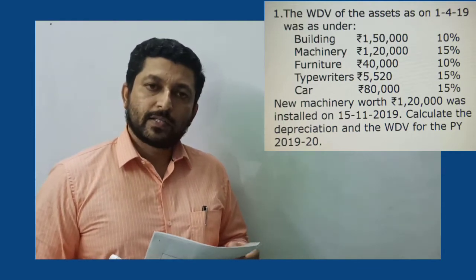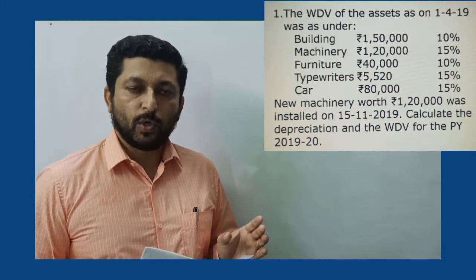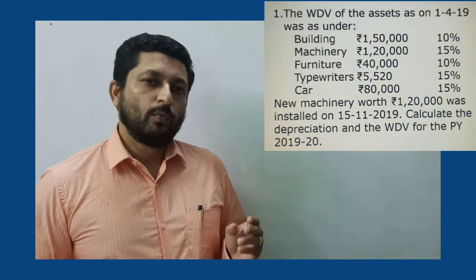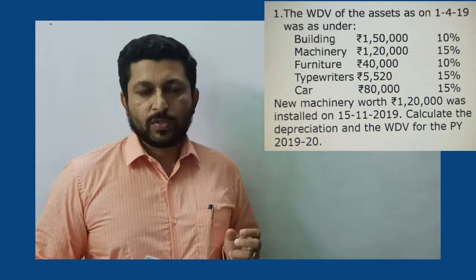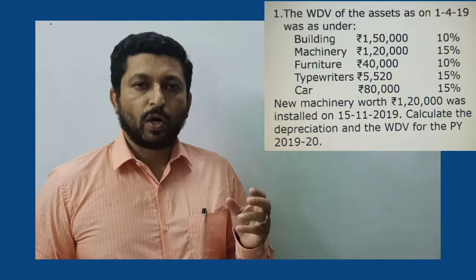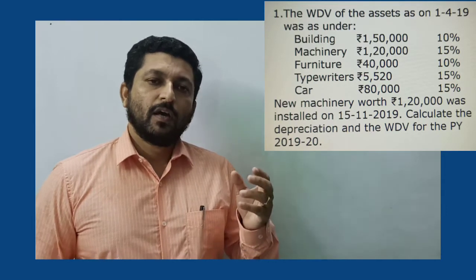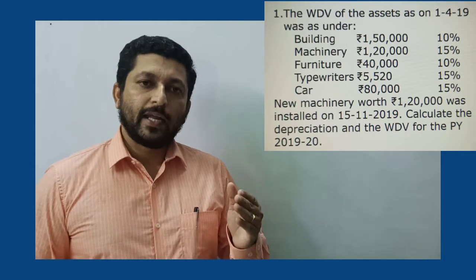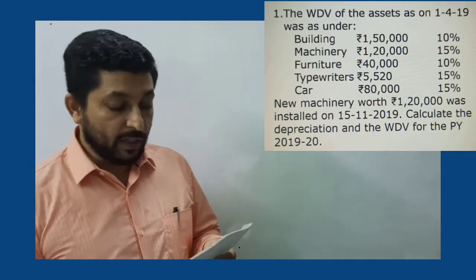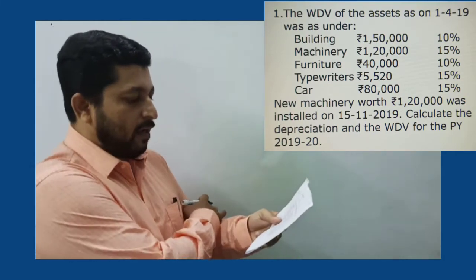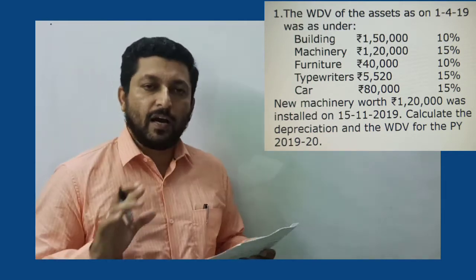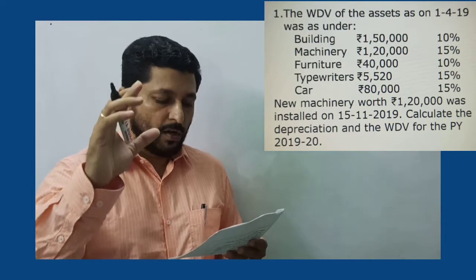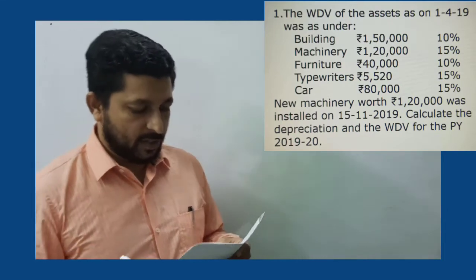Now there are some assets which can be combined into one block. As we have learned under section 32, we charge depreciation on block basis. So what is a block of assets? It is a group of assets belonging to a particular class carrying the same rate of depreciation. Now in this problem, we have machinery, we have typewriter and we have car. So all these assets can be grouped together under one block where the rate would be 15%.